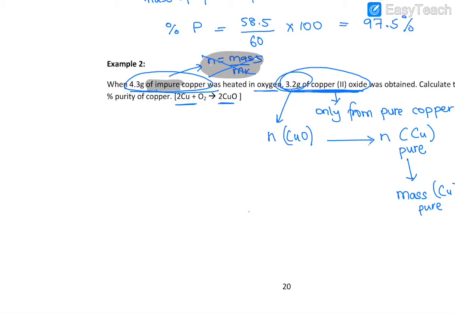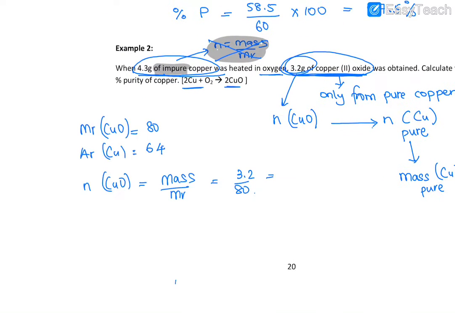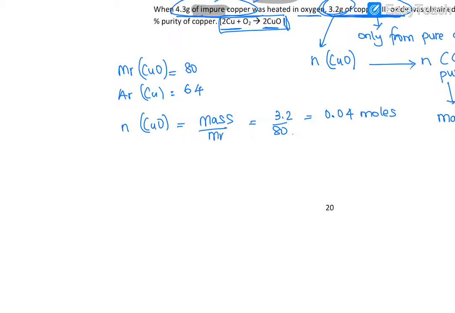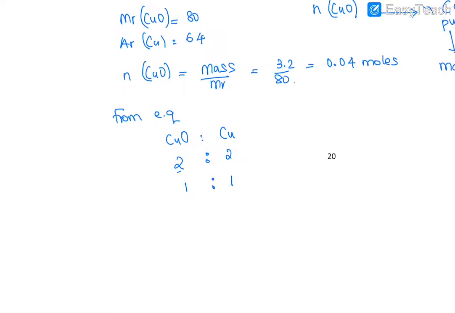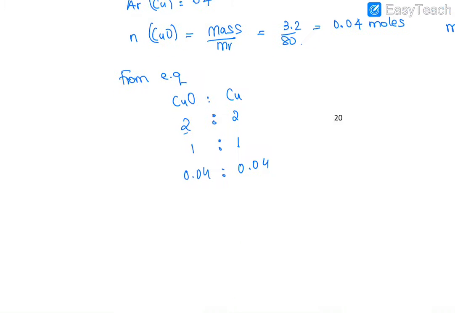So you have 3.2 grams of copper oxide. So you'll need Mr. Number of moles of copper oxide is mass divided by Mr. So that gives you 0.04 moles. We're converting to moles because in an equation you cannot work with mass. You can only work in moles. So from the equation, the mole ratio CuO to Cu is 2 to 2. So that's 1 to 1, which means it's 0.04 to 0.04 of copper.